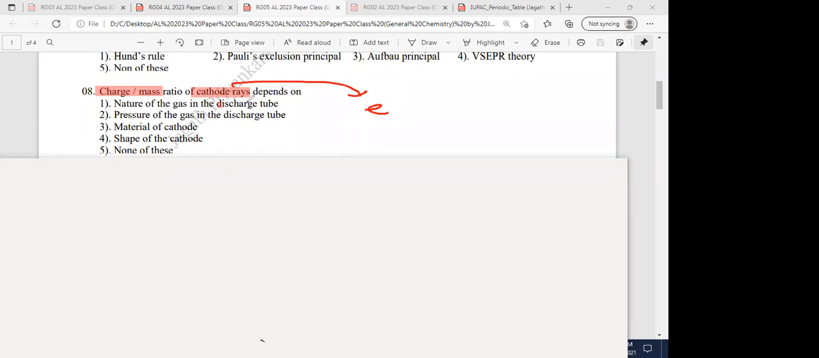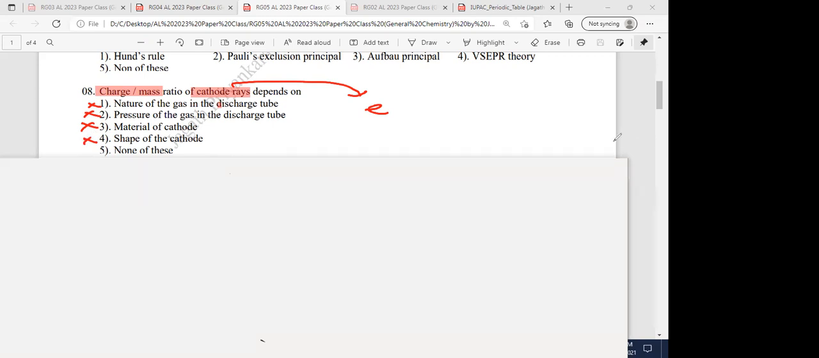Whatever the material used, the electron is an electron. Whether the electron is coming out from platinum or gold or silver, or whatever the cathode or anode metal rod, the electron has the same charge. Irrespective of the element or atom, the charge of the electron will not change with the matter, and the mass of the electron will not change either. The material will not affect. Pressure of the gas and the nature of the gas will not affect. Anode rays, yes, those will be affected. The shape of the cathode also will not affect. So the answer is 5.